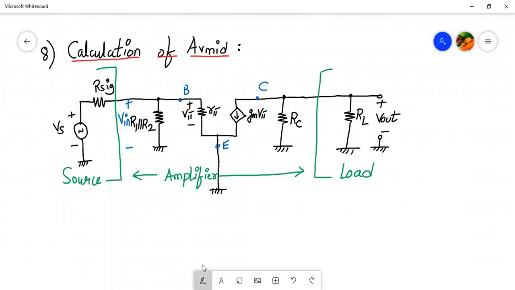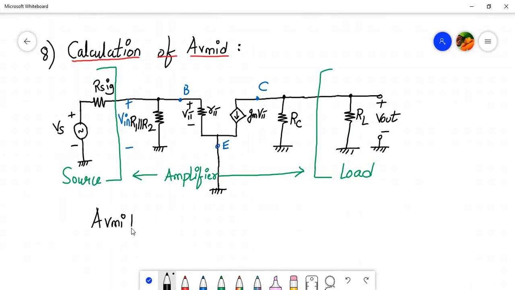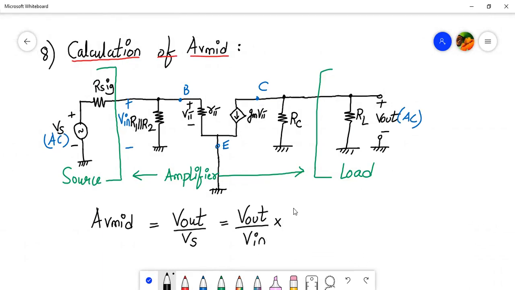So now if I have to denote the voltage gain, if I want to write the formula for AV mid, the voltage gain at mid frequency or at mid band, it should be denoted by total output V out, because here V out is an AC quantity and Vs is also an AC quantity, a small signal. So it's given by V out divided by Vs, which can in turn be written as V out divided by V in into V in divided by Vs. So it means the same. So individually we have to find it out.